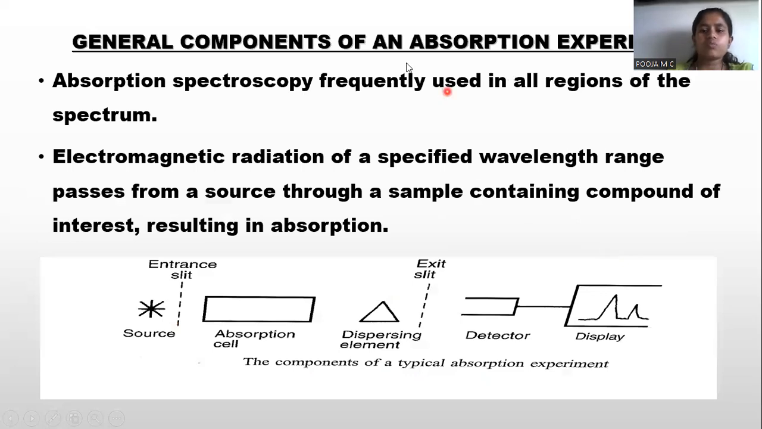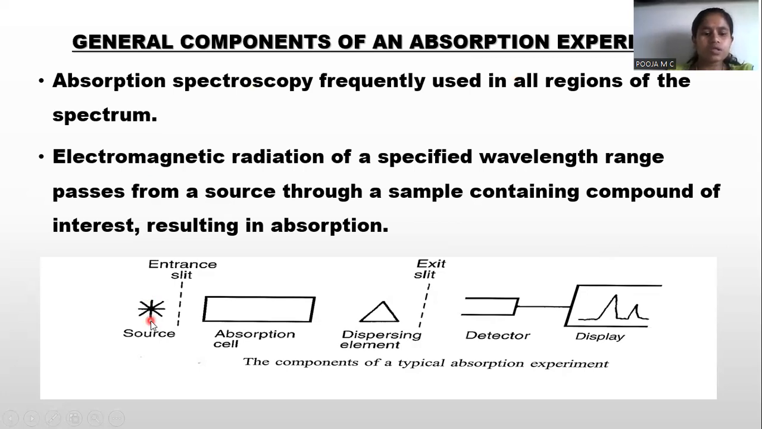Next, the general components of an absorption experiment. Absorption spectroscopy is frequently used in all the regions of the spectrum. Electromagnetic radiation of a specified wavelength range passes from a source through a sample containing the compound of interest, resulting in an absorption. Here we can see how the absorption experiment works.